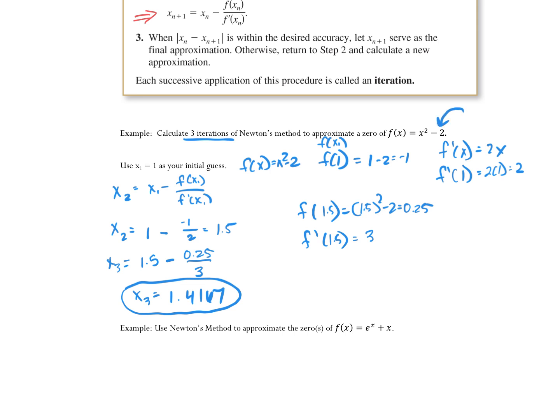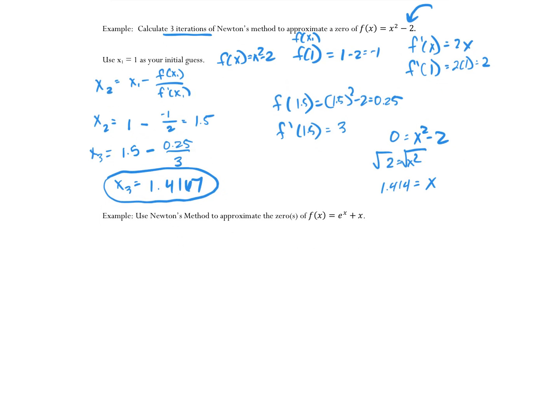Well, let's look at where this function actually equals 0. I've got x squared minus 2 equals 0, so then I've got 2 equals x squared. If I take the square root of both sides, I get 1.414, which is pretty darn close to that 1.4167. So again, just an example of Newton's method. Let's go through another example real quick.